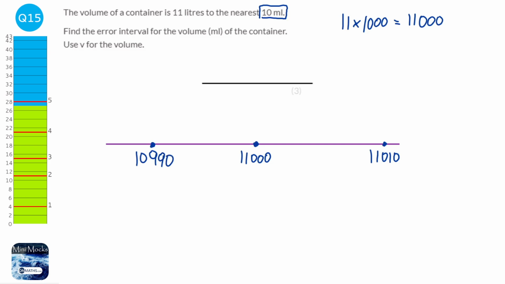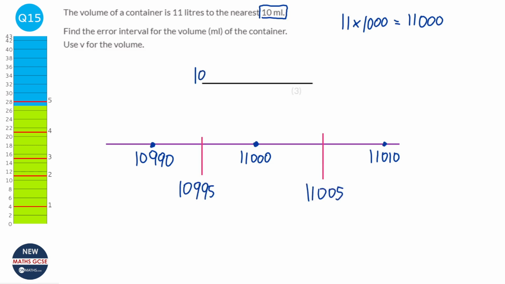Now, when we're looking at limits, with the upper and lower part of it, we are looking at halfway points. So halfway here and halfway here. So this halfway point will be 10,995, and the next one will be 11,005, and that's the halfway points. And so that is going to be our upper and lower bound.